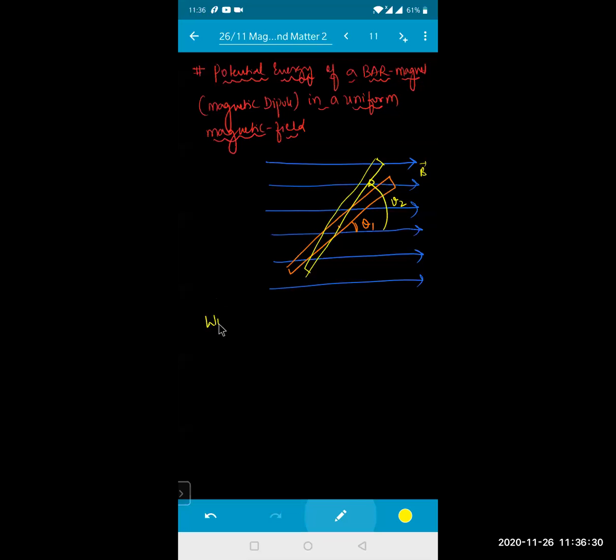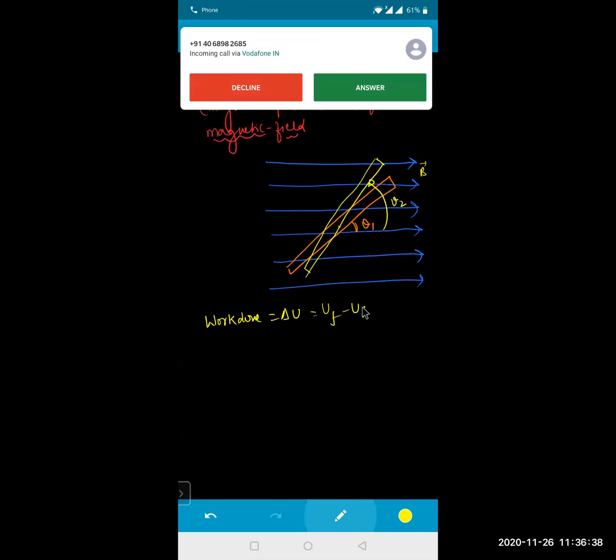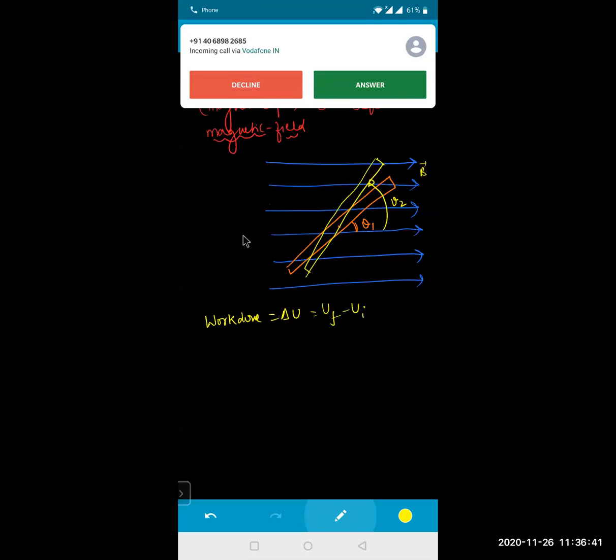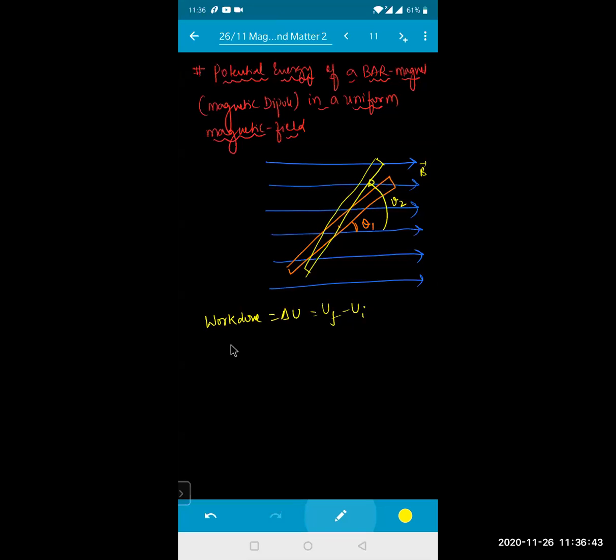How do you calculate the work done beta? Work done will be equal to your change in potential energy, so that is nothing but U final minus U initial. Now see, for angular motion we know that in rotatory motion work done dW is equal to tau into d theta, isn't it? So we are talking about rotation, so dW is equal to tau into d theta.